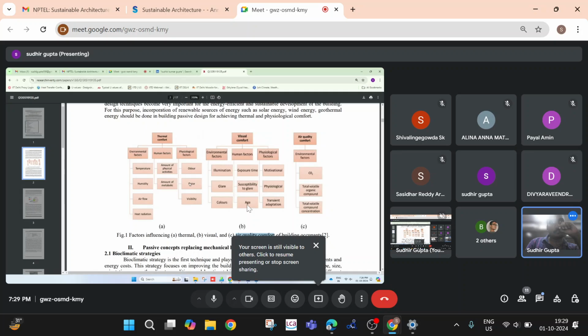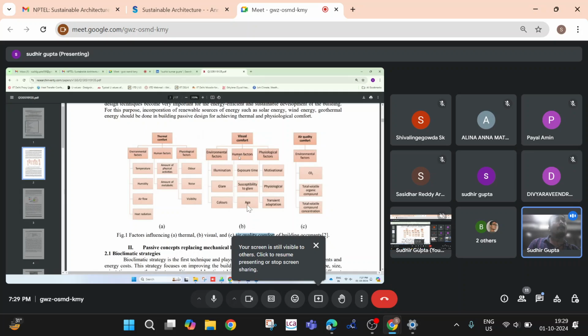Then temperature, humidity, airflow, radiation, or other human factors like the amount of physical activity you are doing, or metabolic rates, will also affect whether you are comfortable or not. That depends upon the metabolic rate or the activity in which you are engaged. So when I am talking about noise, it was coming under the thermal comfort level or thermal comfort subsections.